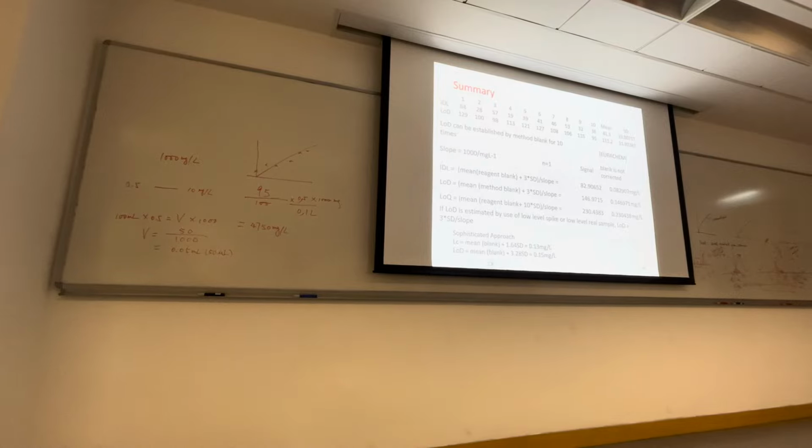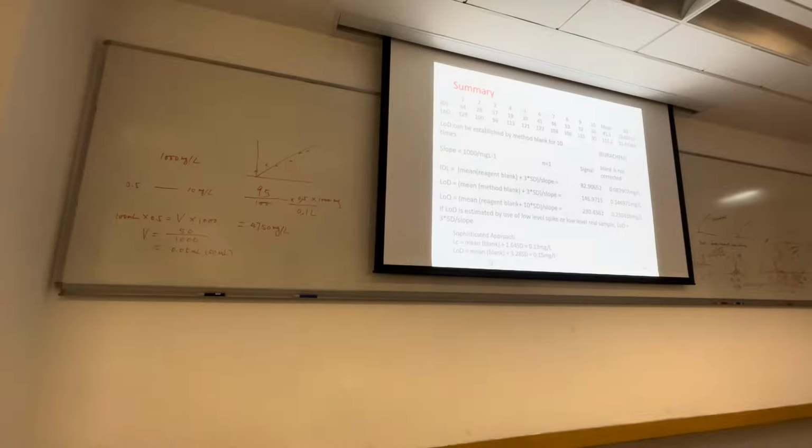Oh, here, just to give you some actual data. The IDL, that is the calibration blank, measured 10 times: the mean is 41.5, the SD is 15.8. The slope is 1000. So the IDL is the mean 41.5 plus 3 times the SD, which gives you 82.9. Divided by the slope, you will get 0.08 mg per liter.